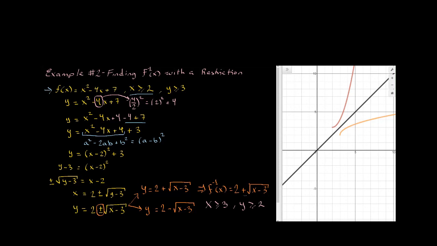Now I'm going to write here in the middle f of x. You have that the values of x are greater or equal than 2, and the values of y are greater or equal than 3. And its inverse, f inverse of x, all the values of x are greater or equal than 3, and the values of y are greater or equal than 2.